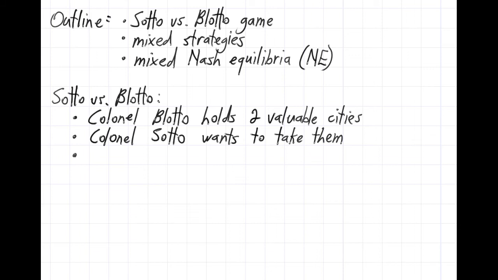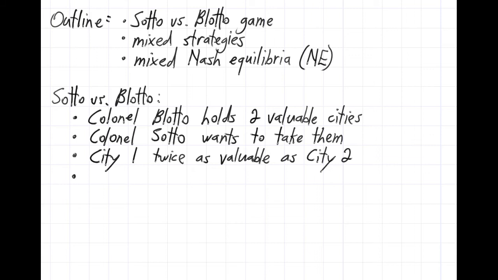Now, for the purpose of this game, let's say we can assign values to these cities, and we will say that City 1 is twice as valuable as City 2. And both Sotto and Blotto see the same thing. They both assign them in the same way. City 1 is twice as valuable as City 2.